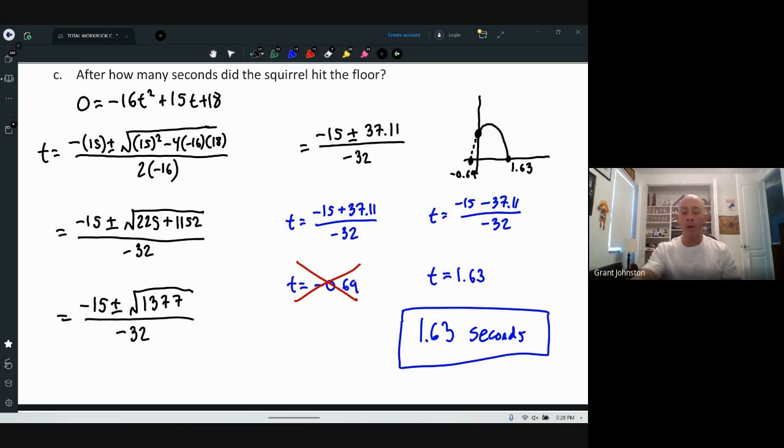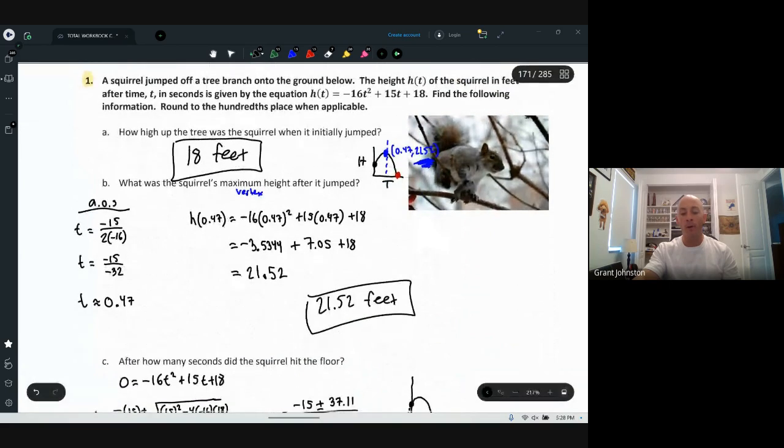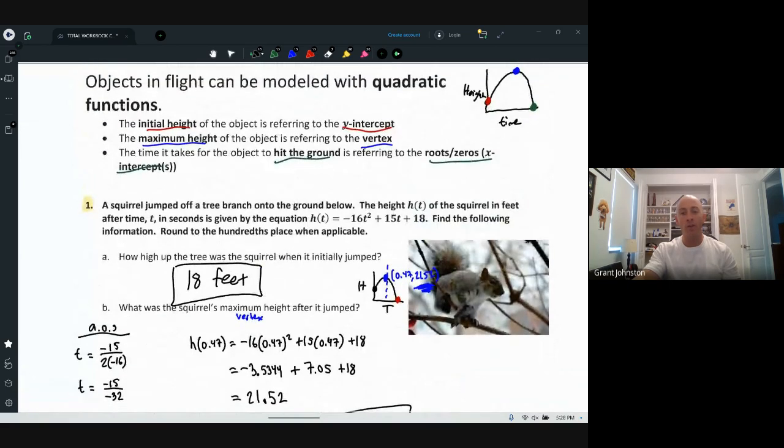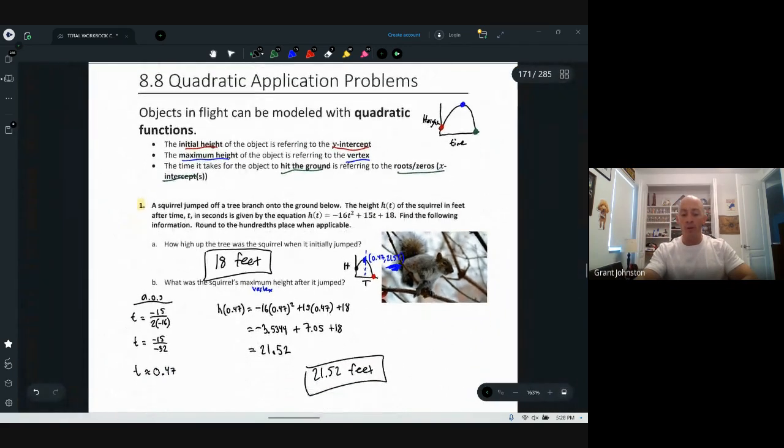So these problems are quite a doozy. The big part of it, though, is just knowing what it's asking for. So refer back to this. Initial height, that's like our y-intercept. The maximum height, we're trying to get the vertex. Time it hits the ground, we're trying to find the x-intercepts or the zeros, okay? So that's really all this is.